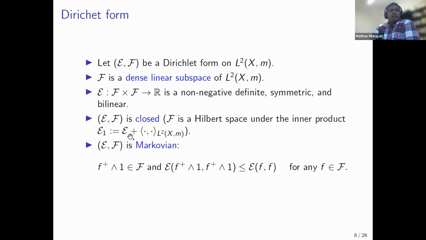The next axiom in the definition is that E is closed. It means that F is a Hilbert space under the inner product defined by this Dirichlet energy inner product plus the L2 inner product. And it's Markovian in the sense that if you truncate any function f in the domain from above by 1 and from below by 0, then the energy of this truncated function is less than or equal to the energy of the original function. Again, this property is easy to check for the Sobolev space energy.